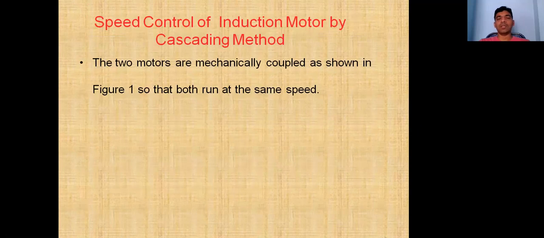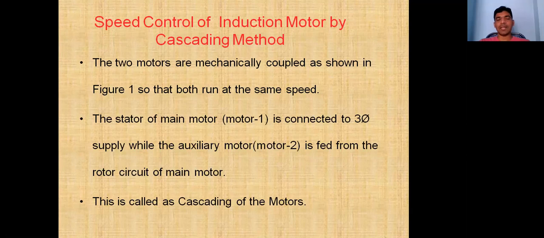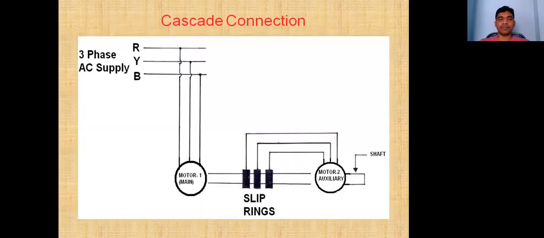The two motors are mechanically coupled as shown in the figure so that both run at the same speed. The stator of the main motor is connected to the three-phase supply, while the auxiliary motor is fed from the rotor circuit of the main motor. This is called cascading of motors.